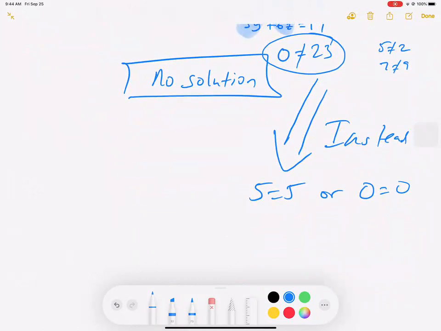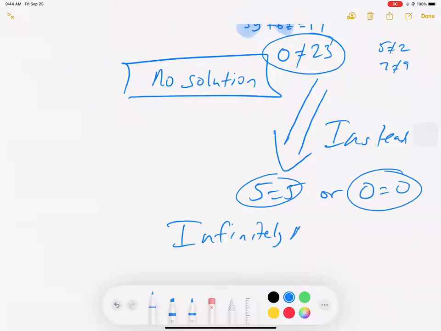So if I had done all my work and ended up with some true statement, 5 equals 5, or 0 equals 0, as is often the case, we then instead say infinitely many. So there is no one answer that would solve this whole problem. It's actually an infinitely many set of solutions.